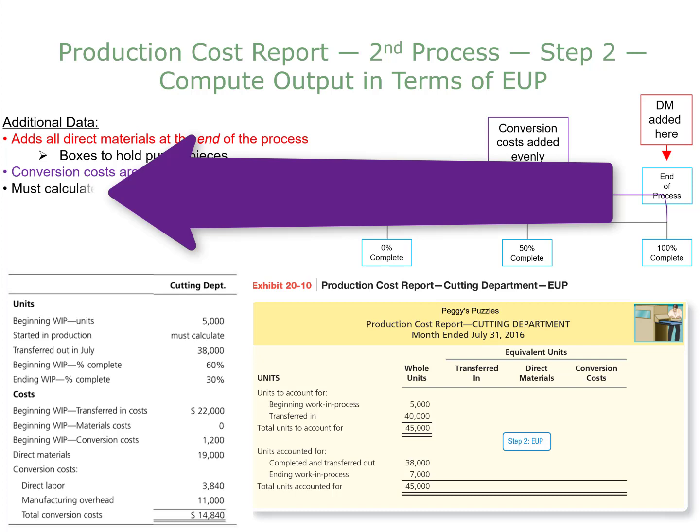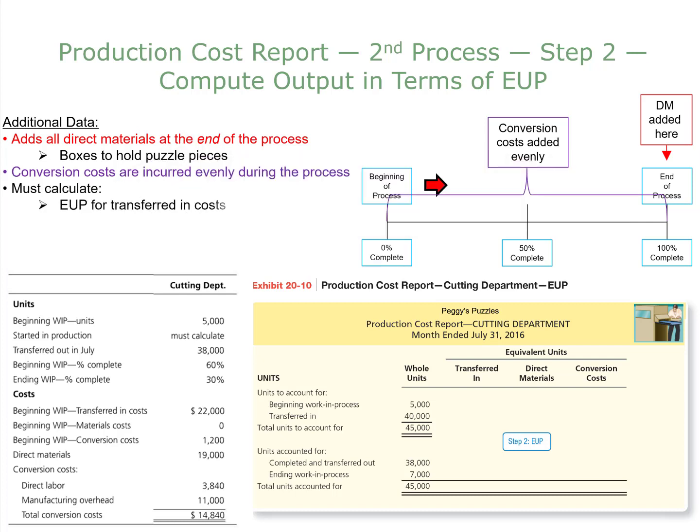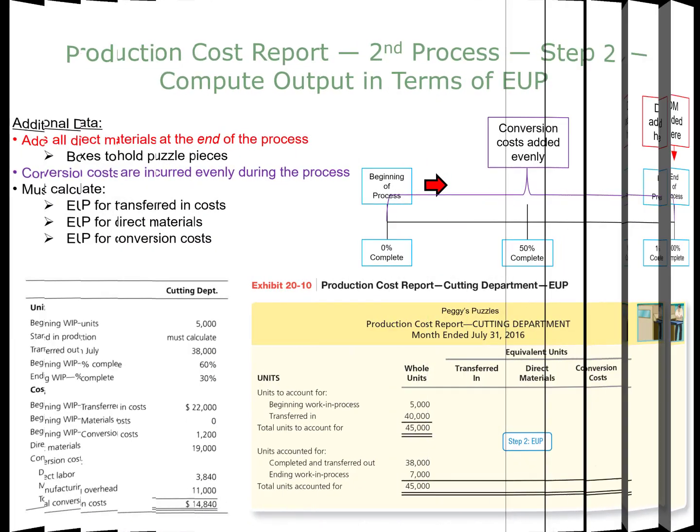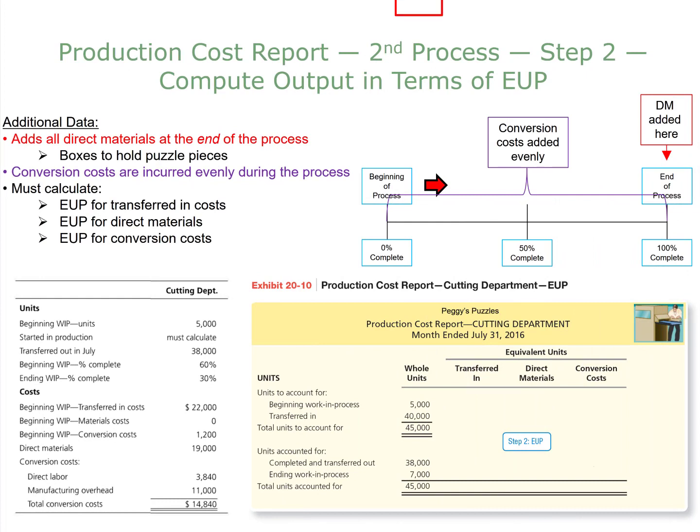So we must calculate 3 items: EUP, equivalent units of production, for costs transferred into the cutting department, equivalent units of production for direct materials for the cutting department, and the equivalent units of production for conversion costs for the cutting department. These must be done separately because direct materials and conversion costs are usually added at different times in the timeline. So we have these whole units to account for. Our first task is to calculate the equivalent units of production for the transferred in costs.